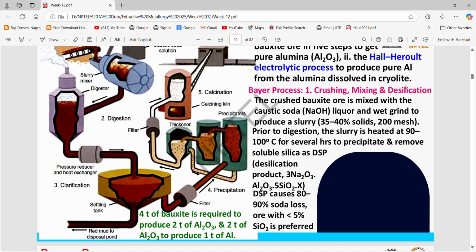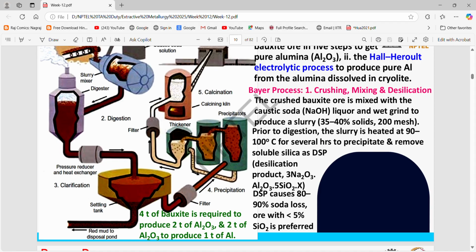We have to remove this silica, otherwise it is going to create a huge problem during the digestion process of alumina at a temperature of around 250 to 300 degrees Celsius. So the crushed bauxite ore is mixed with the caustic soda liquor and wet ground to produce a slurry containing 35 to 40% solids, having a mesh size of around 200. Prior to digestion, the slurry is heated at around 90 to 100 degrees Celsius for several hours to precipitate and remove soluble silica as DSP, which is known as desilication product.